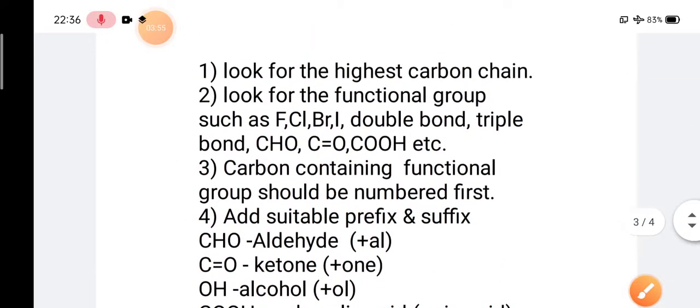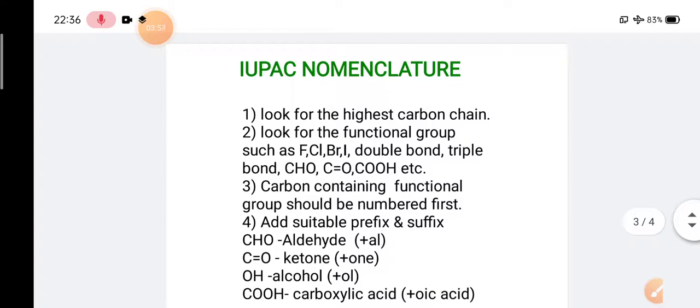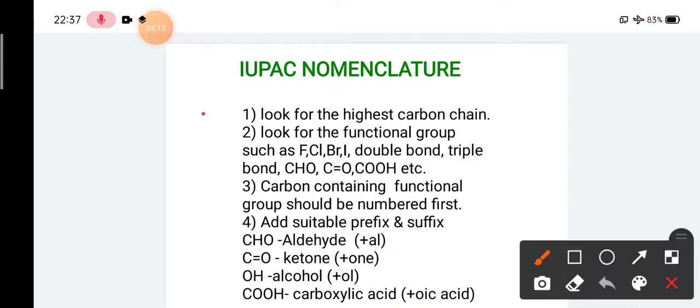Here in this slide you can see that IUPAC nomenclature has some rules. I have written them in my own language so that you get a clear idea. You can do any kind of organic nomenclature after going through these points or rules. Okay, so point number 1 is to look for the highest carbon chain. Suppose this is the carbon chain: this carbon, this carbon, this carbon.